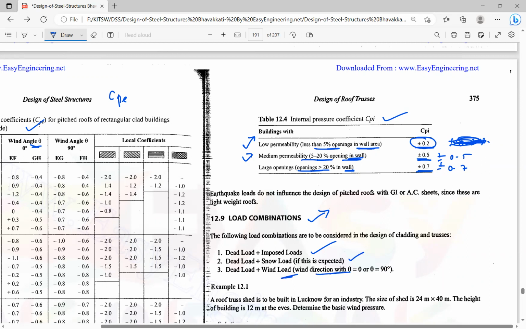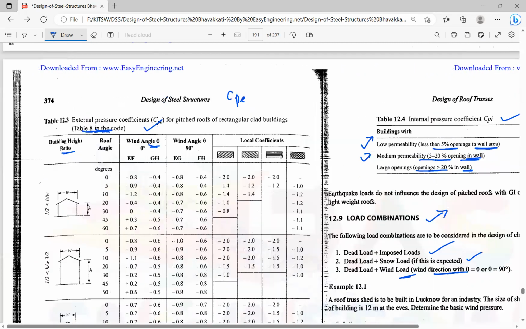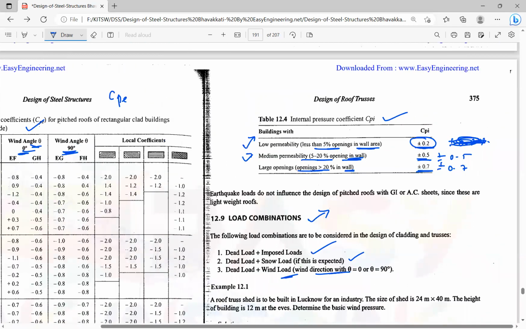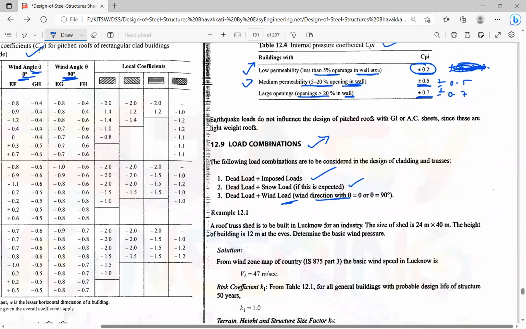Okay, wind direction. Two wind directions can be considered: theta equal to 0 and theta equal to 90. Wind angle 0 and wind angle 90 are the critical angles of wind. For those wind angles we consider the wind loads. The external wind pressure coefficient, we take for theta equal to 0 and theta equal to 90, and accordingly we get it.